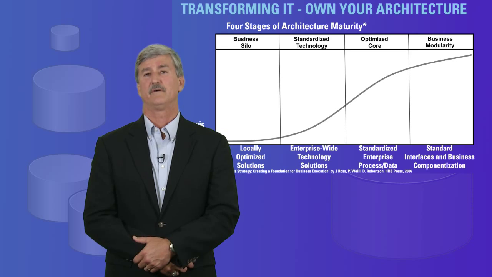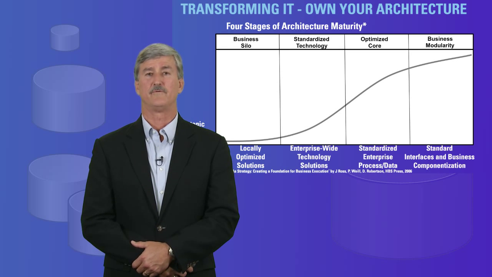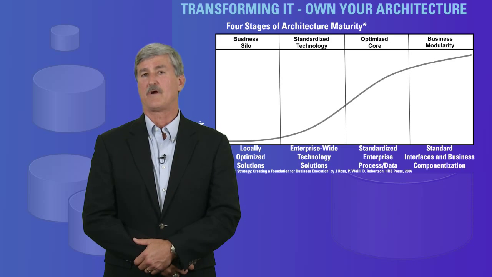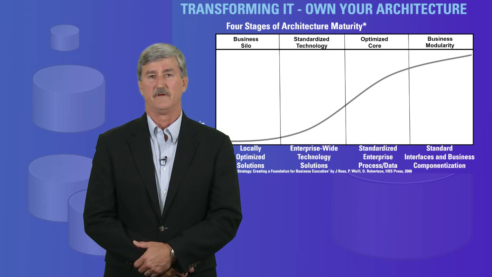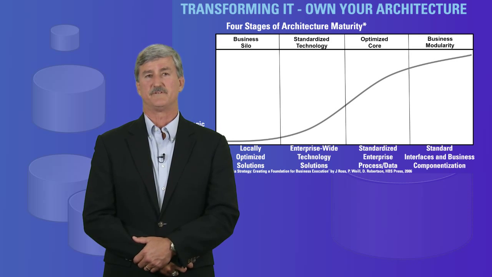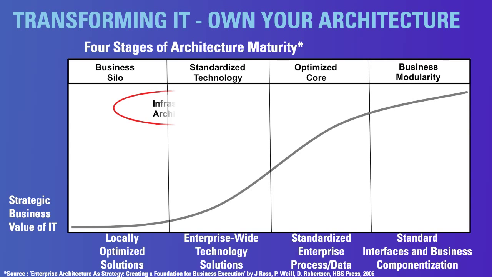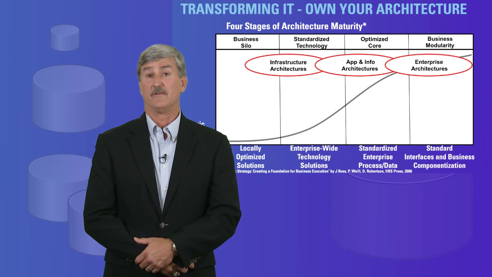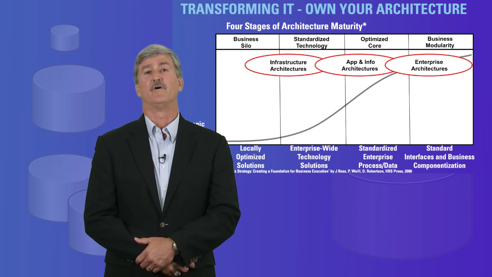As an enterprise architect at Oracle, I've worked with many customers as they go through the architecture maturity stages. During these processes, we see common themes and patterns. When a customer is going from business silo to standardized technology, we have discussions about infrastructure architectures. As they go from standardized to optimized core, we talk about application and information architectures. And going from optimized core to business modularity, that's when we talk about enterprise architectures. Again, during these discussions, we see patterns over and over.